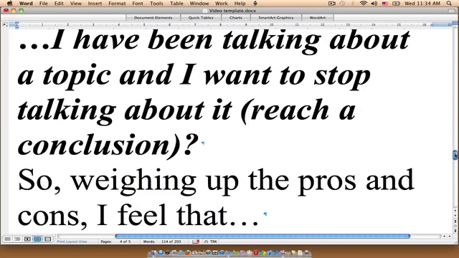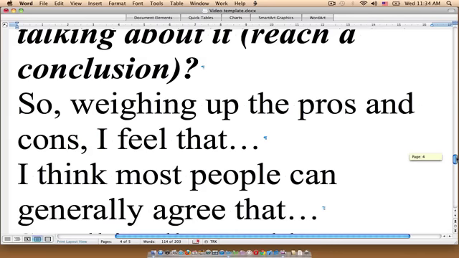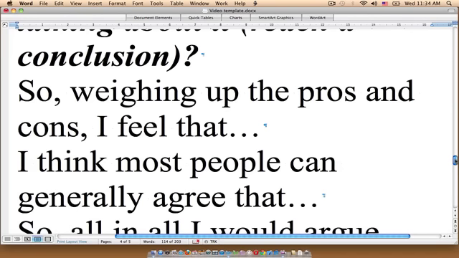If you've been talking about the good and bad points about something, I'd recommend using a phrase like, "So, weighing up the pros and cons, I feel that," and then deliver whatever your conclusion is. Or perhaps, "I think most people can generally agree that." A good phrase to use if you're being asked for your thoughts on perhaps the place where you live, or about a certain topic in the world, and you just want to come to some sort of general conclusion. I think most people can generally agree that.